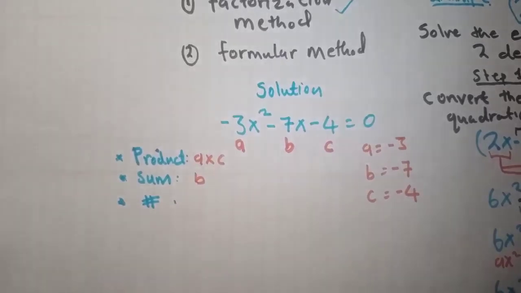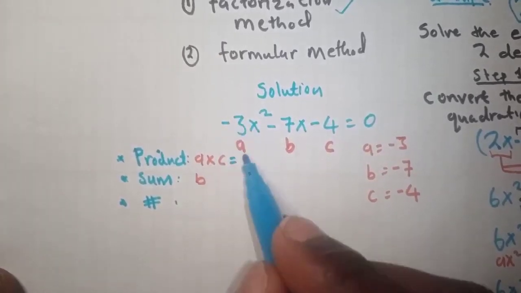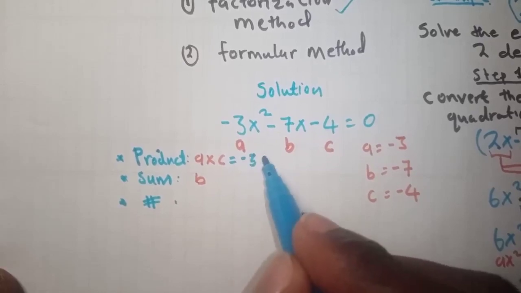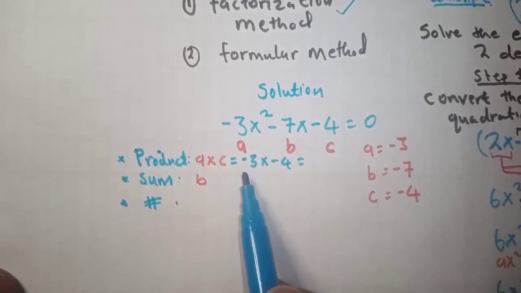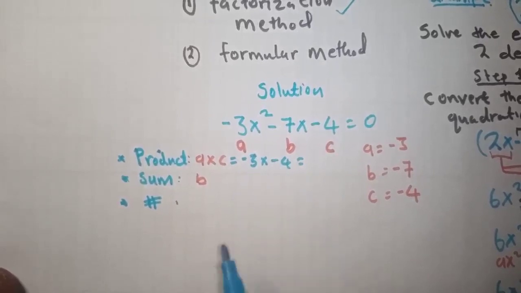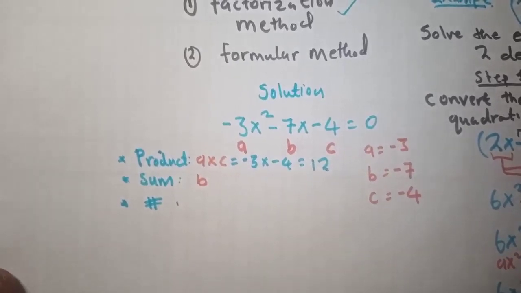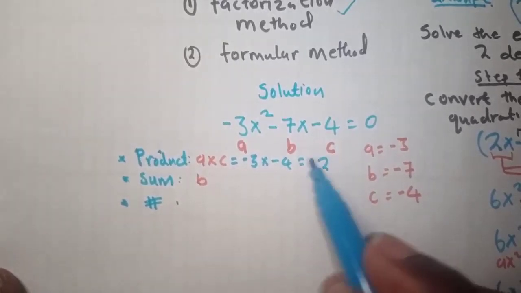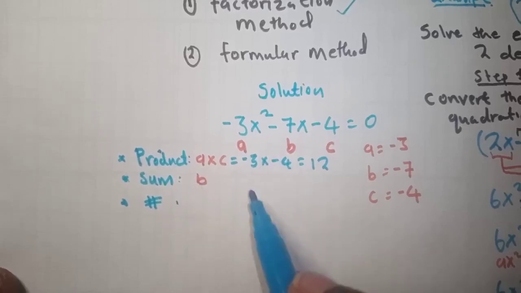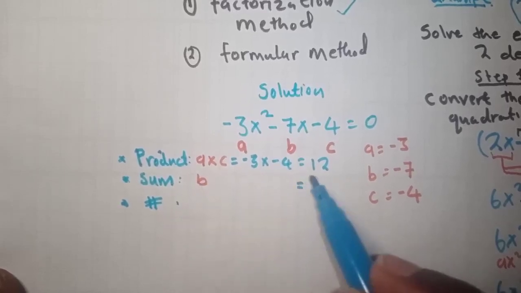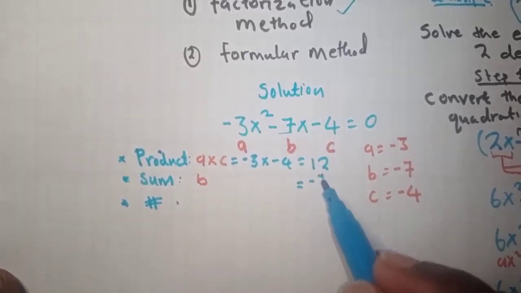So the product is A times C. What is your A? A is negative 3, times C, which is negative 4. So negative 3 times negative 4, you get positive 12, because negative and negative is positive. So our product is 12. Then the sum, you just get B, so our sum is B, together with its sign, negative 7.